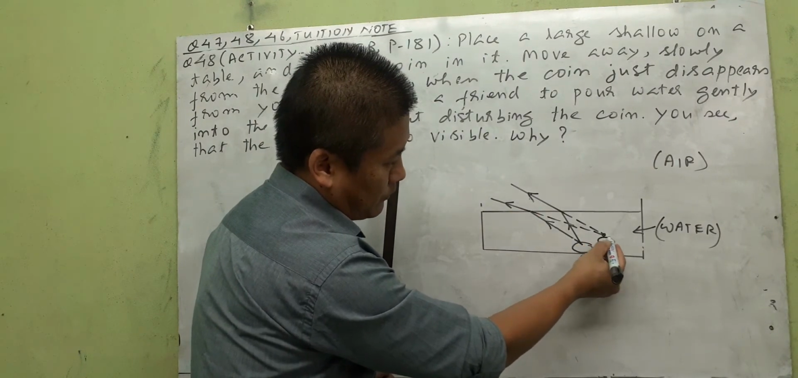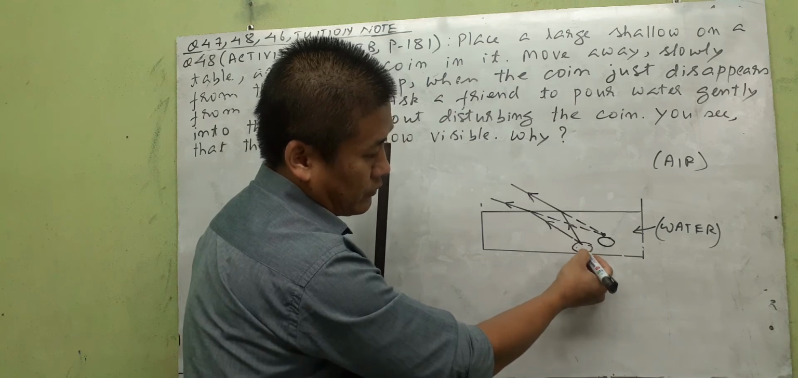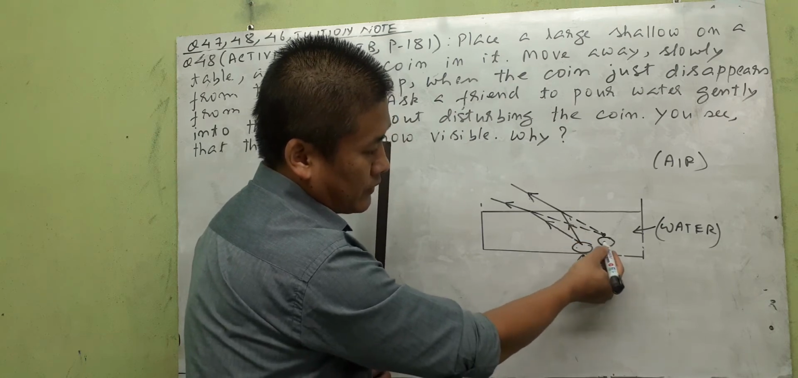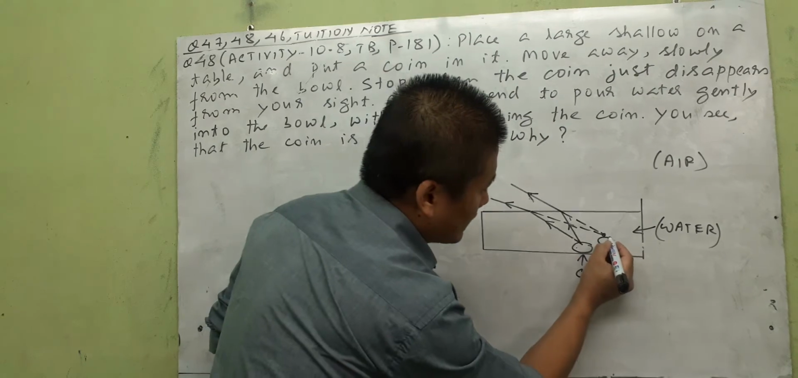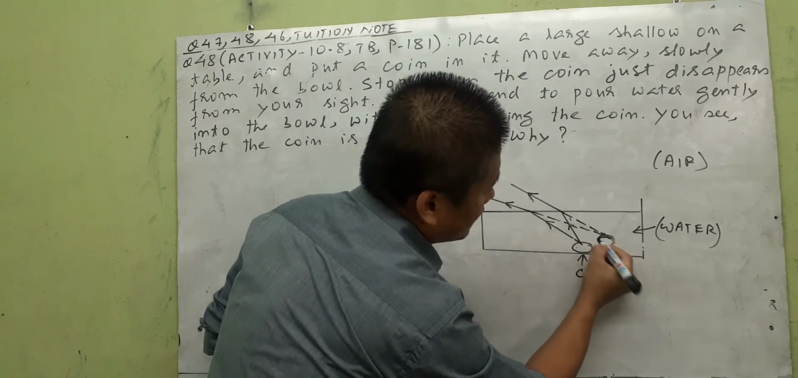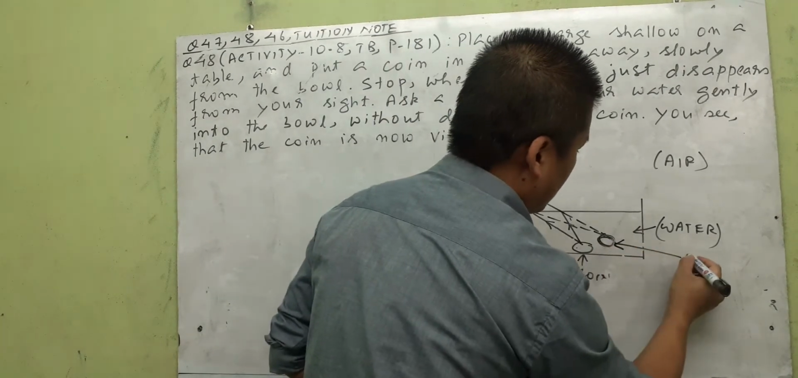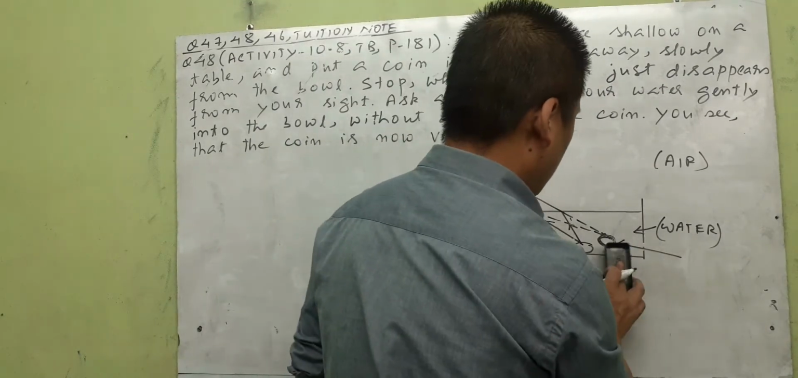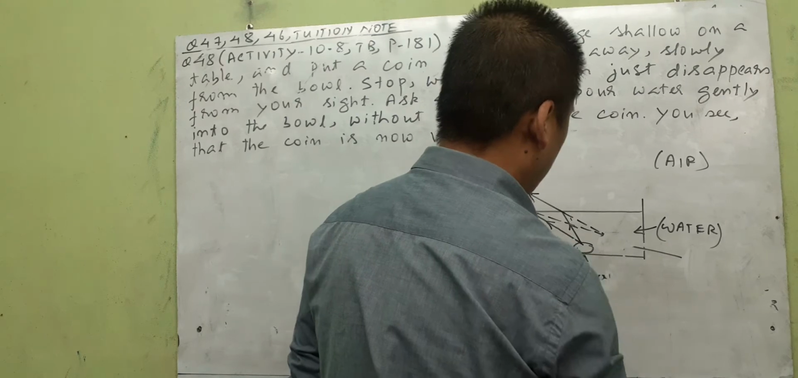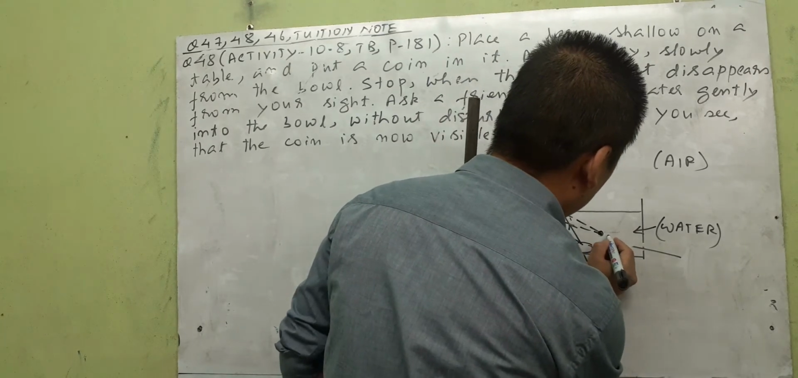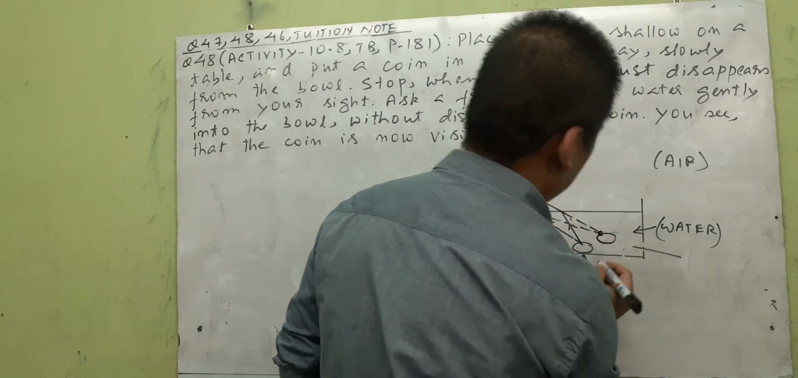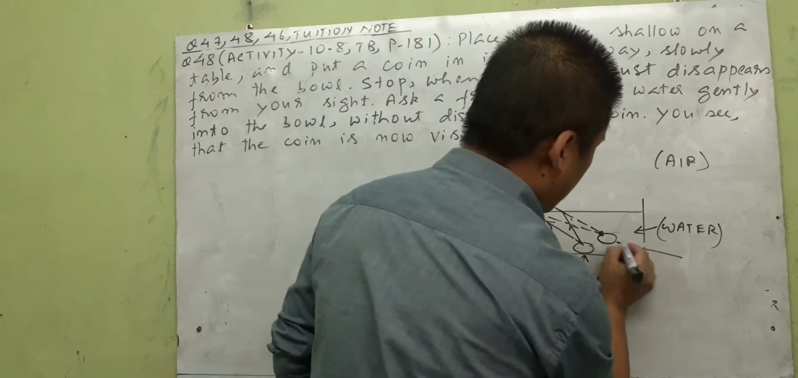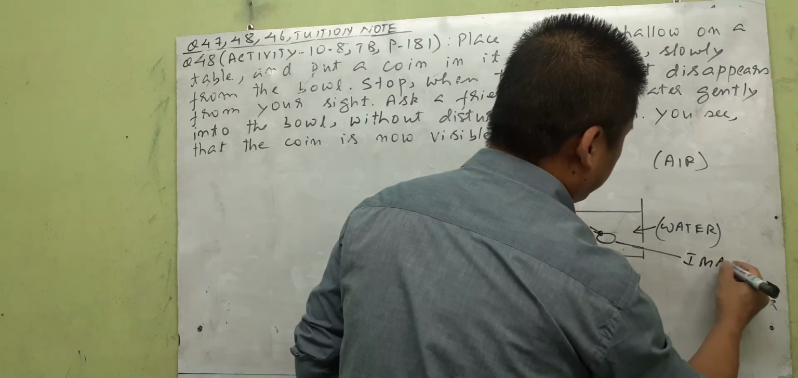So the image of the coin will be formed here because all the points on this coin will go through the same process and form point images. So this is the image of the coin. Now the image of the coin is raised, right, it is above the real coin. So the coin is going to be looking like this, above. So this is the image of the coin.